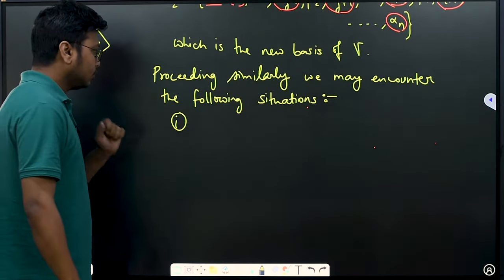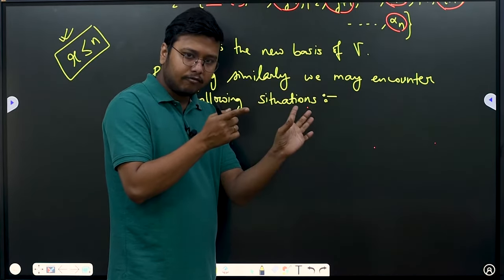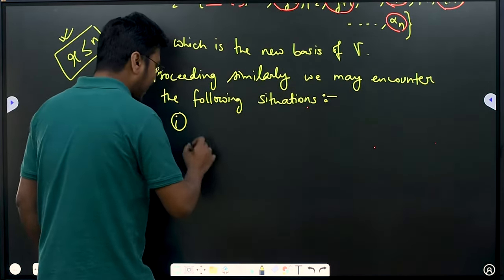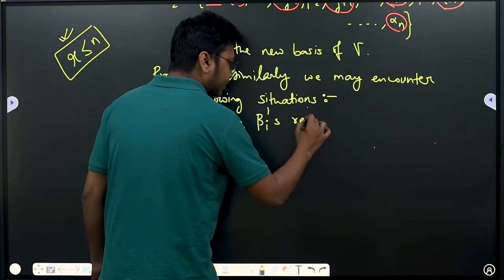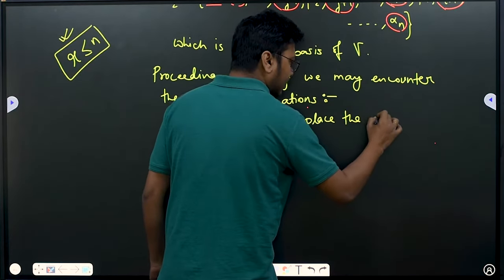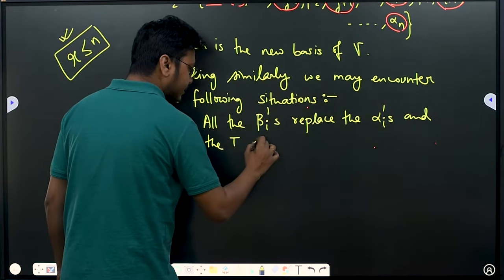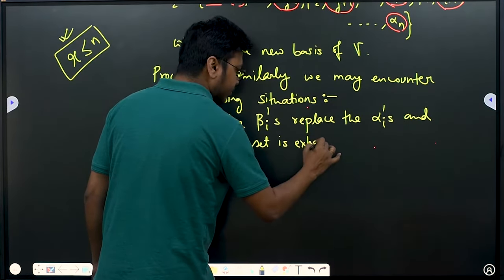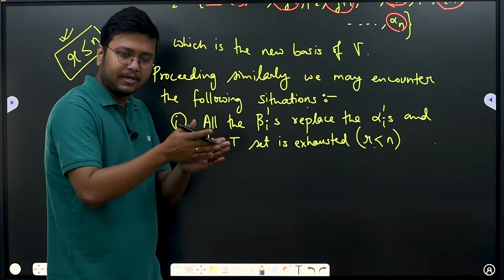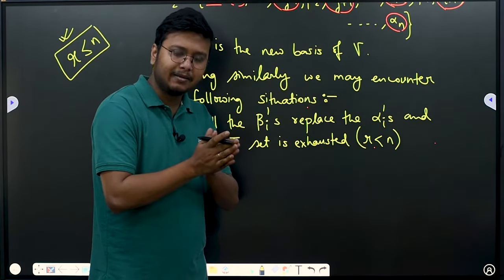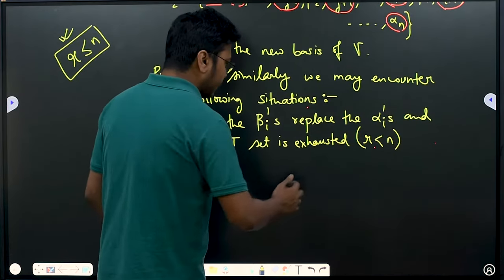Okay. So now we may encounter the following situations, where I am one by one replacing the alpha elements with the beta elements. It may happen that all the beta i's replace the alpha i's and the T set is exhausted. That means r is strictly less than n, that while the replacement is happening, the T set containing all the beta elements has been exhausted, all those alpha i's have been replaced, and some alpha i's are still remaining. So that means r less than n.